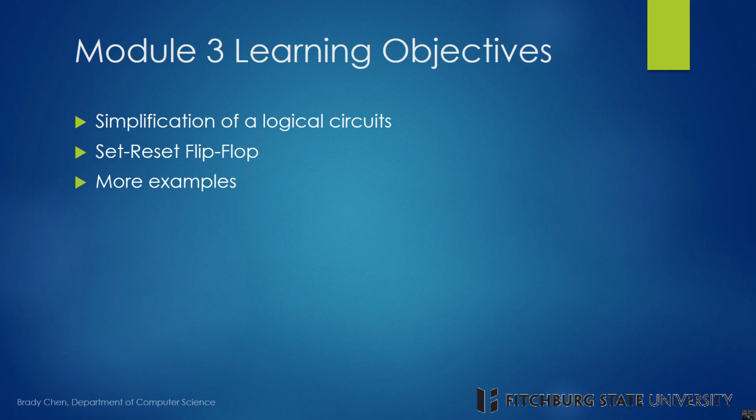Then the second part, we're going to talk about a circuit device called a set-reset flip-flop. A flip-flop is a very simple storage device that can store just one bit, and we're going to talk about this, and then we're going to provide more examples.